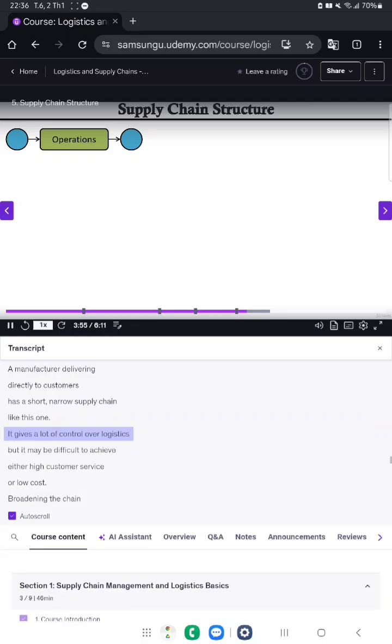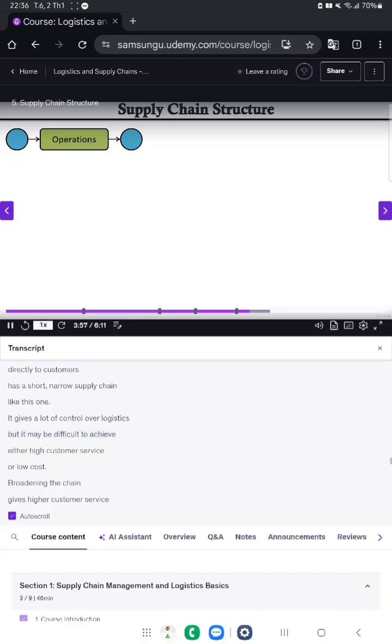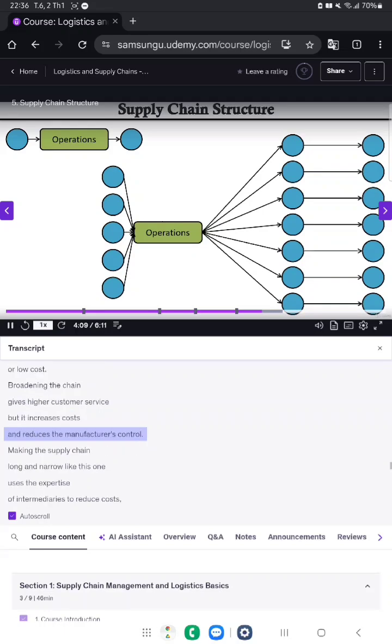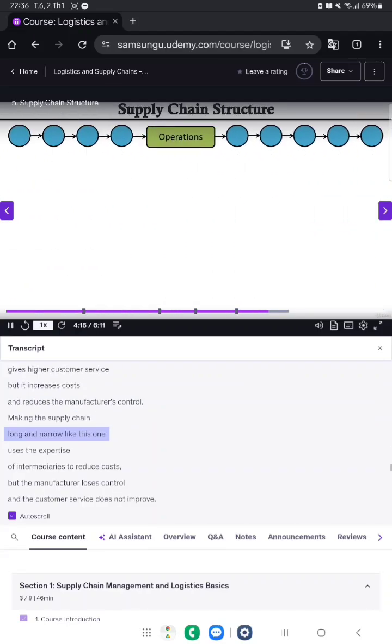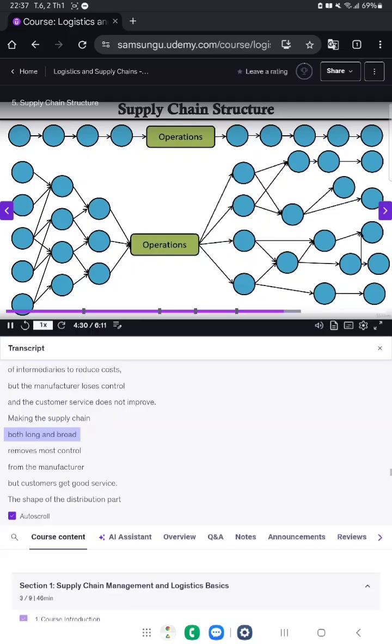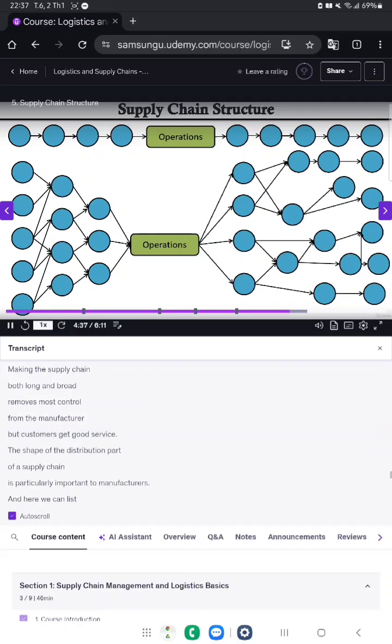This gives a lot of control over logistics, but it may be difficult to achieve either high customer service or low cost. Broadening the chain gives higher customer service, but it increases costs and reduces the manufacturer's control. Making the supply chain long and narrow, like this one, uses the expertise of intermediaries to reduce costs. But the manufacturer loses control and the customer service does not improve. Making the supply chain both long and broad removes most control from the manufacturer, but customers get good service.